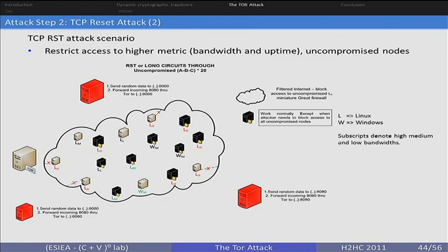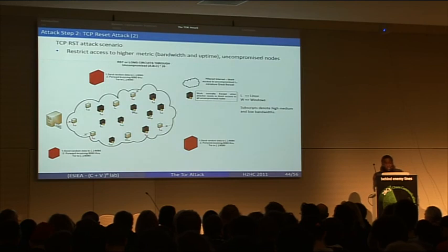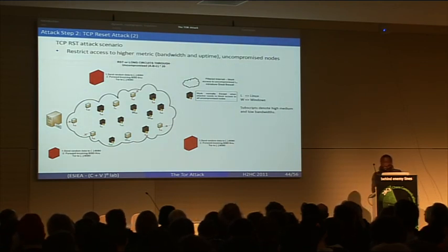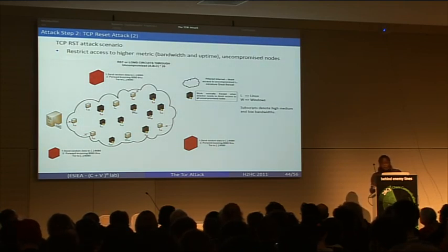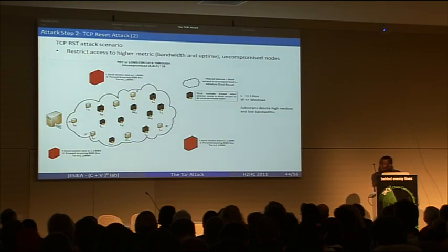Alternatively, you may not need to block access to all the nodes, but just the ones with higher bandwidth or higher metrics than the ones you have on the network. You might have some nodes on the network already that have high bandwidth or high uptime. Uptime is not really a problem; you just need to leave your nodes connected until you need it to work. But the bandwidth might be the question, because you need more nodes with bandwidth. And then the attack continues the same way.